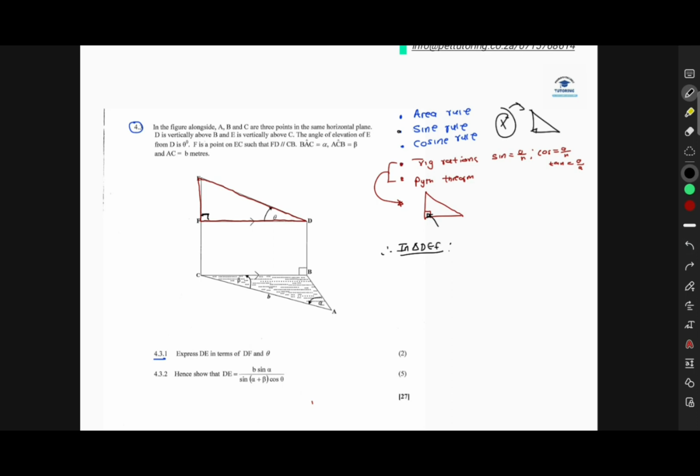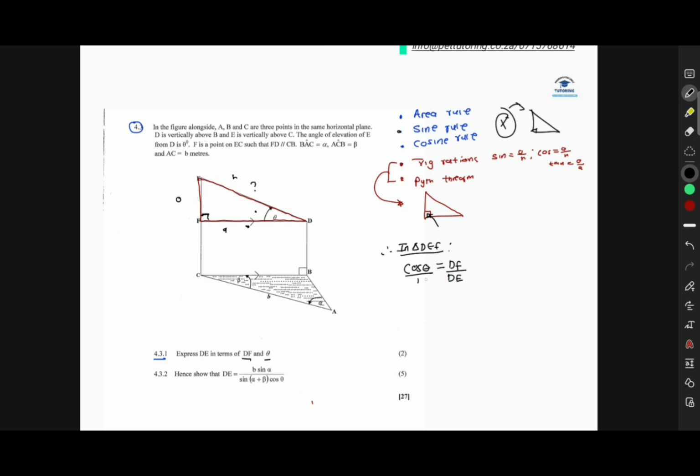Then I'm going to select the right one corresponding with this 4.3.1. I need to find DE, so the DE must come first. The side DF and theta must be part of it, so this side must be included together with the angle. I need to check the trig ratio that favors this. Remember this is my adjacent, opposite, and hypotenuse. The one that favors adjacent and hypotenuse is the cos. So I am going to use cos of the given angle theta equals my adjacent, which is DF, divided by DE.